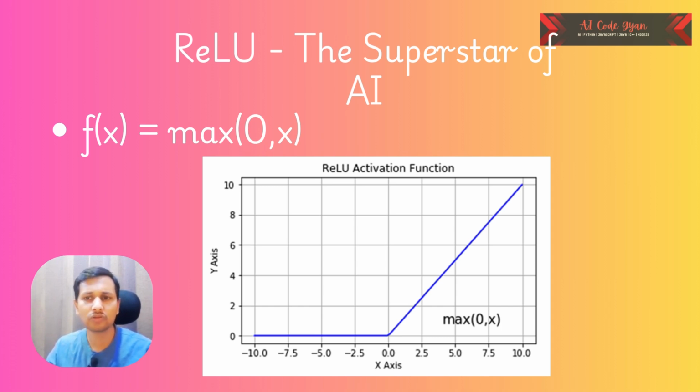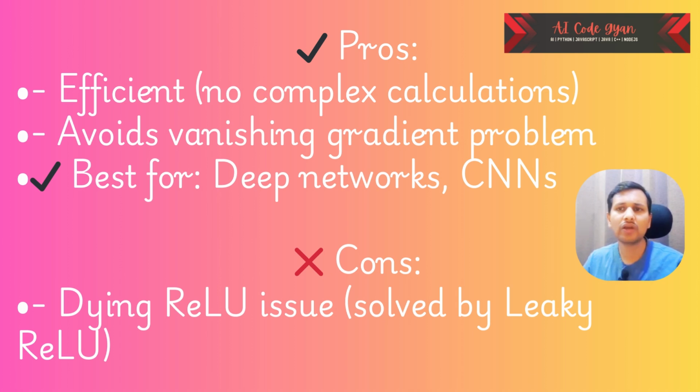Let us go over the pros and cons. It is efficient, it has no complex calculations, it avoids the vanishing gradient problem, and it is best for deep networks and convolutional neural networks, which are used for image processing. When we talk about cons, there is the dying ReLU issue. ReLU is also called rectified linear unit, and this issue is solved by the leaky rectified linear unit.